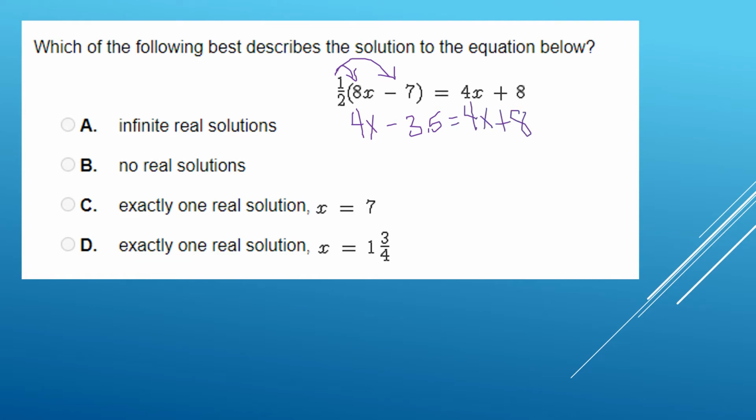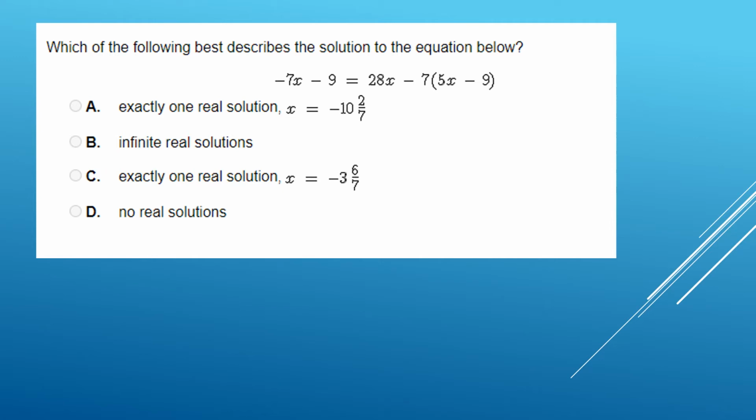Okay. And I'm going to subtract 4x from both sides to get it simplified. That forms a 0 pair. 4x minus 4x, that forms a 0 pair. Does negative 3.5 ever equal 8? No, it does not. So that means there are no real solutions. If you ever get a number that is equal to another number, and it's not really equal, there are no real solutions.